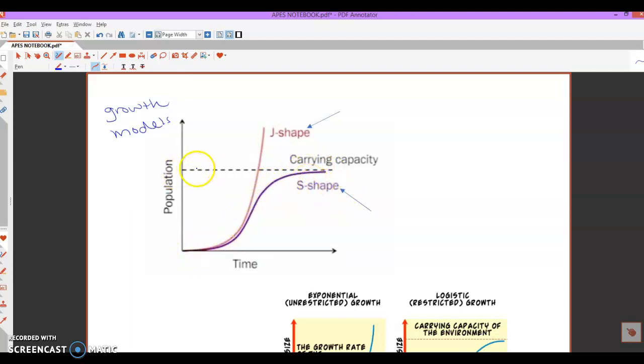Okay? Now, this dotted line right here is what we call the carrying capacity. The carrying capacity is the amount that can be supported in one area. So, for example, a field of a specific size can support 20 cows. Yellowstone National Park can support 10,000 deer, something like that. So the carrying capacity is the maximum amount of life that can be supported.